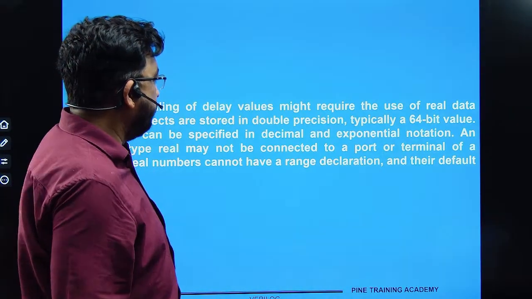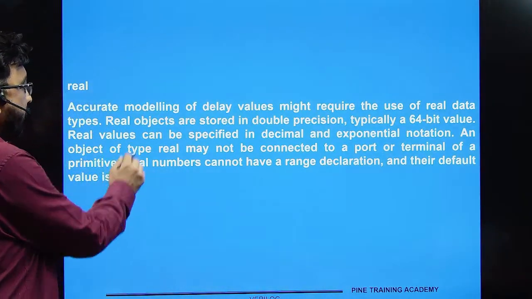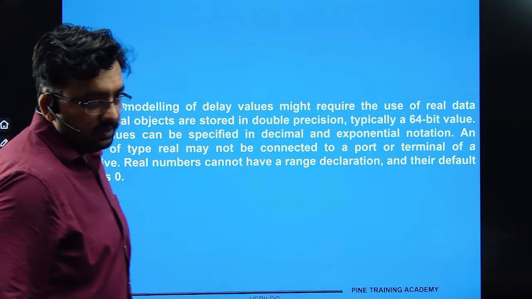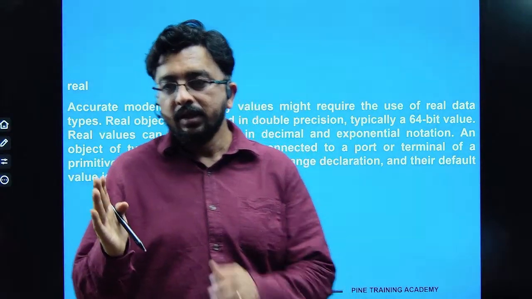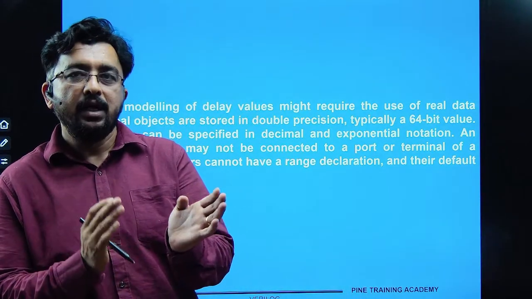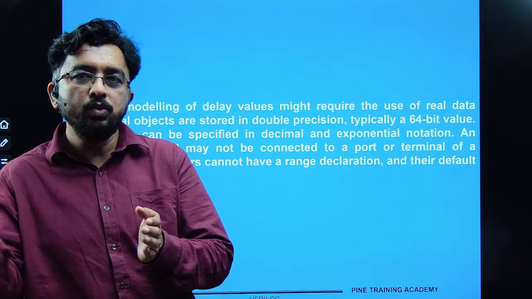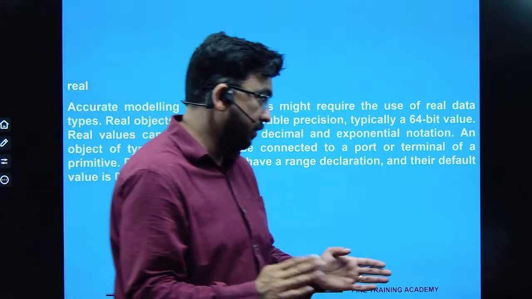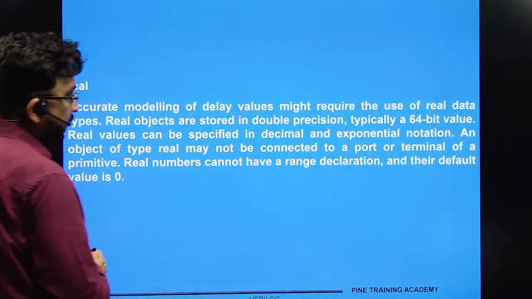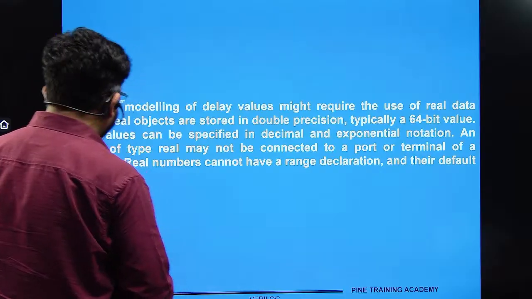Typically a 64-bit value, a real value can be specified in decimal and exponential notation. Decimal means data before the dot, that is 4, 5, 6, and exponential means 0.123786 and so on.